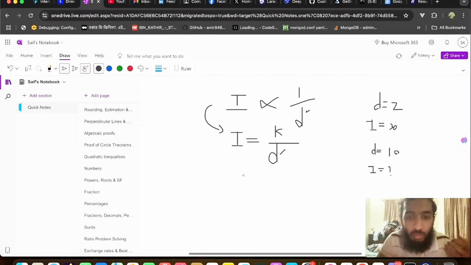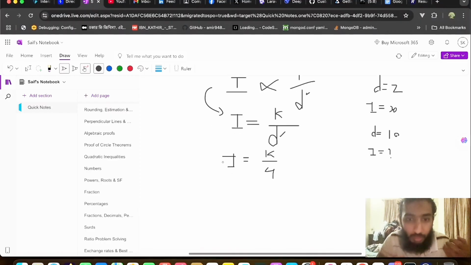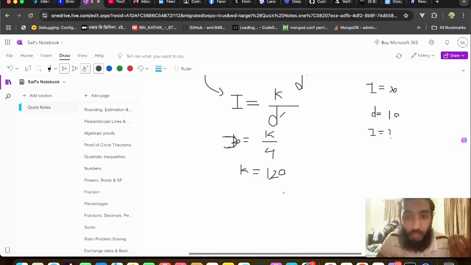So if I use this formula, when d is 2, I get k by d square, which is k by 4, and I is 30. So 30 equals k by 4, or k is 30 into 4, which is 120. Okay, so the value of k is 120.